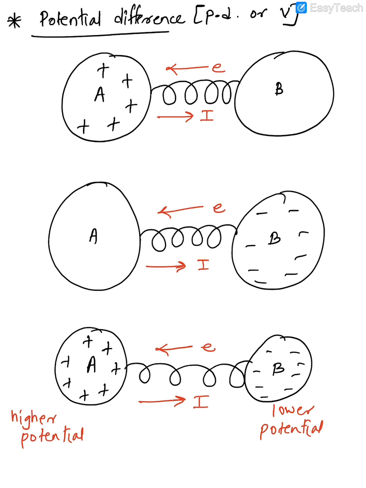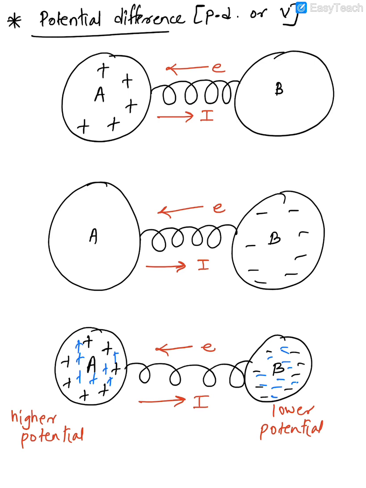Now, another thing: what if this was highly positive? Say there are many more protons here, and many more electrons here. What difference will you notice? That now your electrons are going to flow faster, because now this body is highly positive and the other body is highly negative.